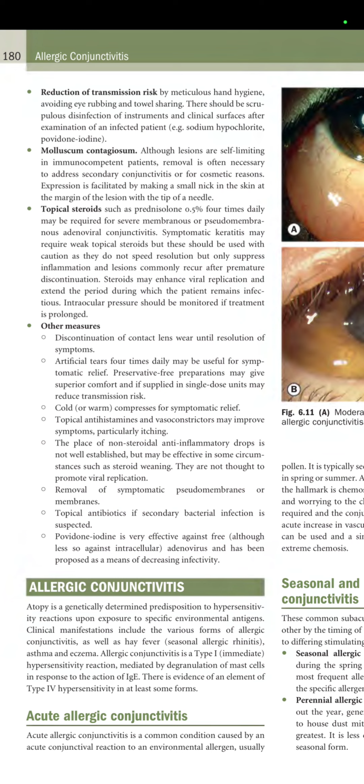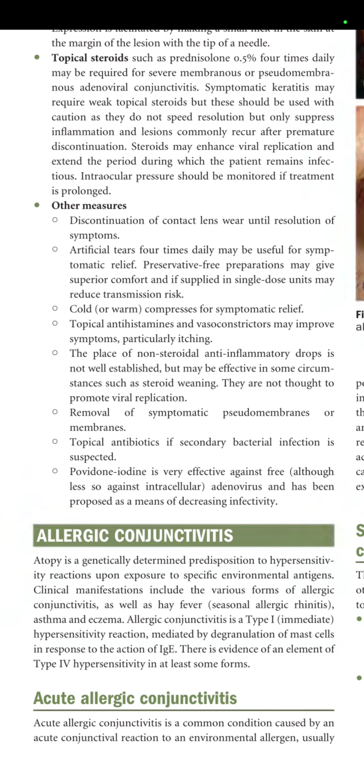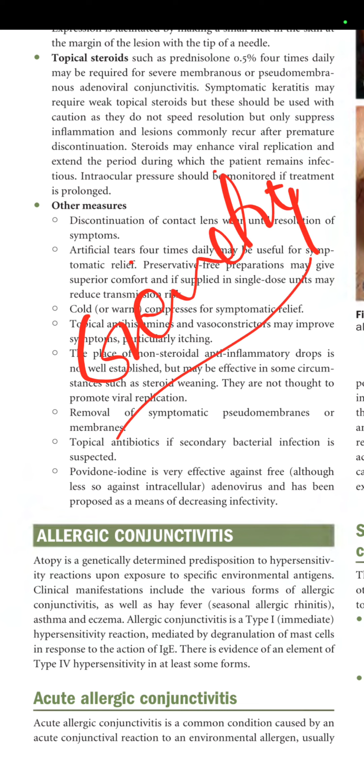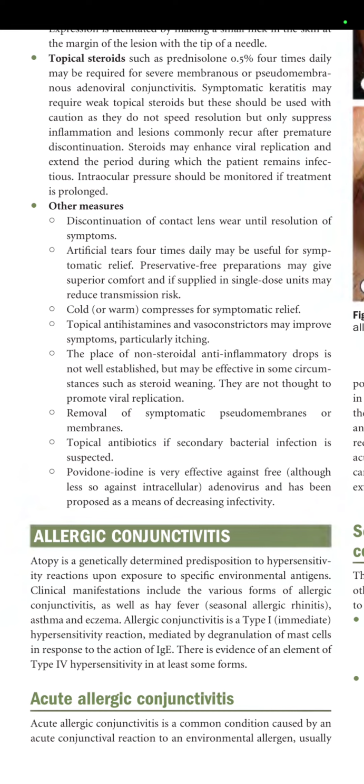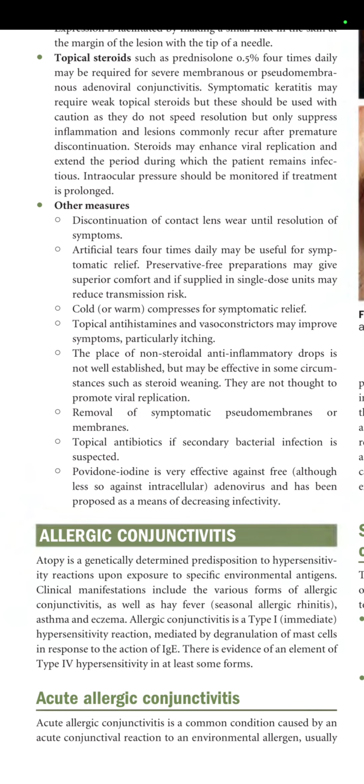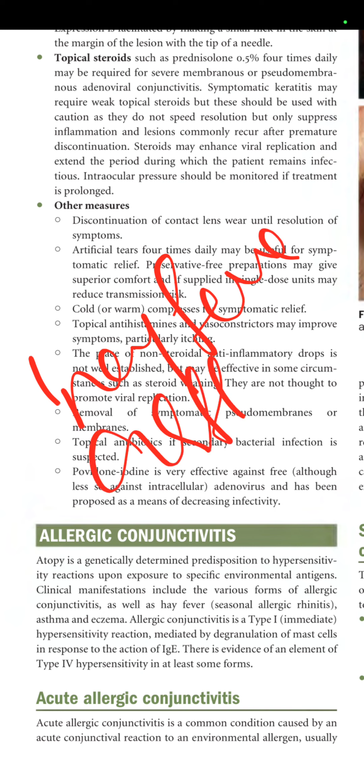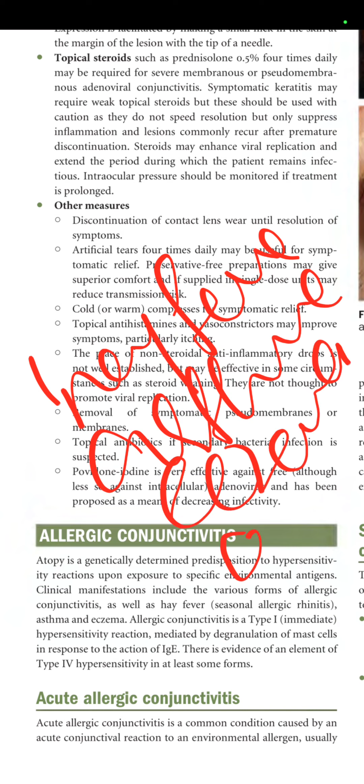Allergic conjunctivitis atopy is a genetically determined predisposition to hypersensitivity reaction upon exposure to a specific environmental antigen. So genetics plays an important role in a case of allergic conjunctivitis. Some allergies run in families, so genetically predisposed individuals, and there is a specific environmental antigen that a person is hypersensitive to. Clinical manifestations include the various forms of allergic conjunctivitis as well as hay fever, seasonal allergic rhinitis, asthma, and eczema. So, conjunctivitis can occur with various other problems like hay fever, which is usually a seasonal allergic rhinitis. It can also occur with asthma. It can also occur with eczema, which is a dermatitis.